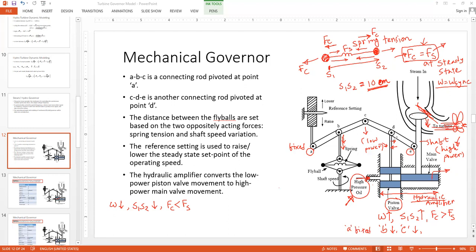Any question? There is still something left with the movement of C, D, and E. That will be taken in the next class, inshallah.